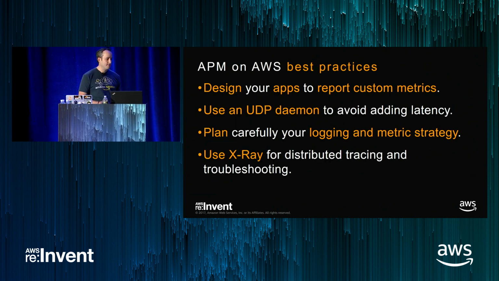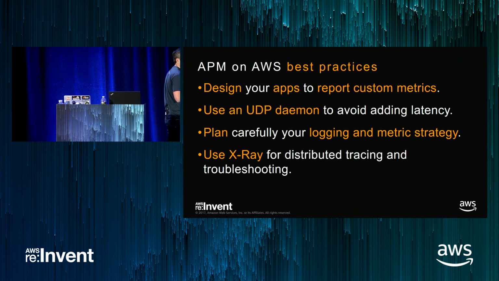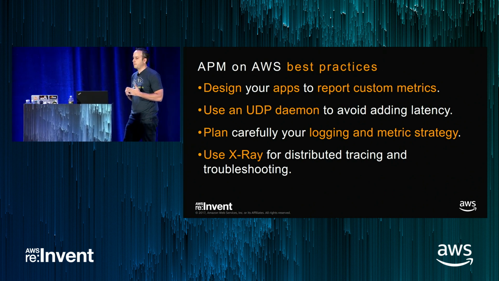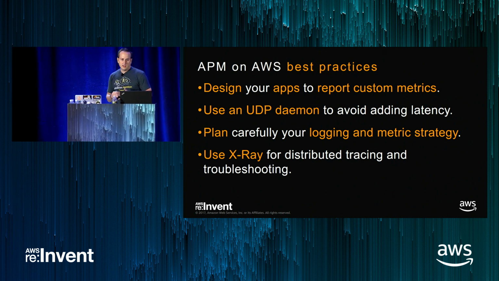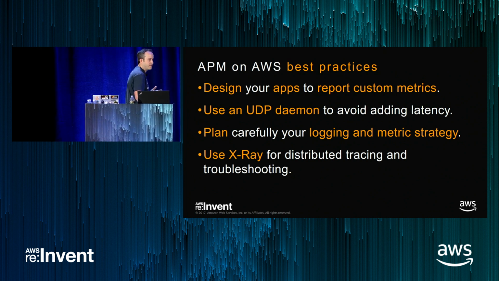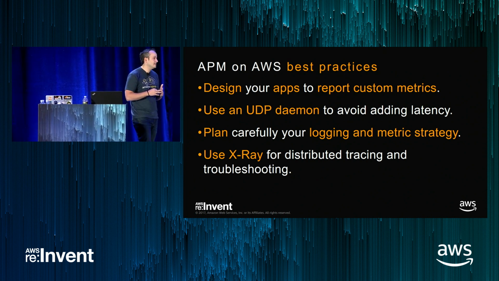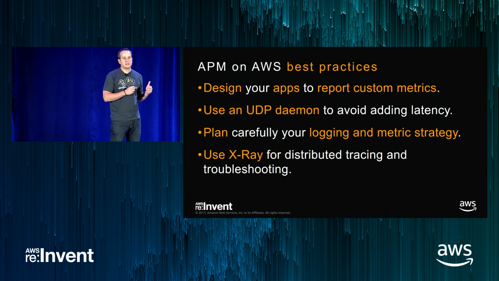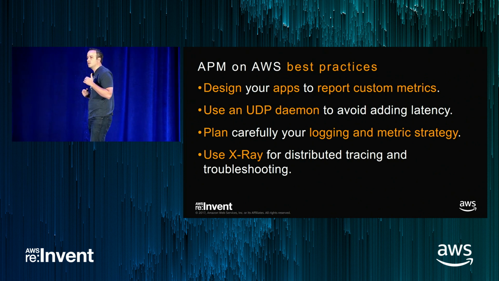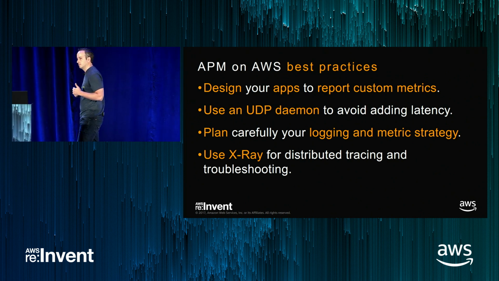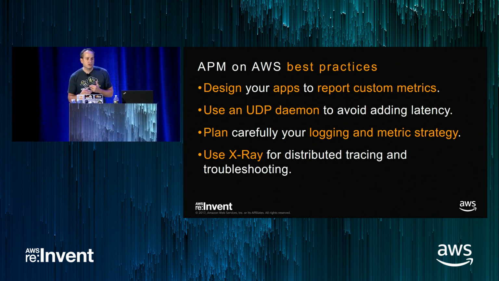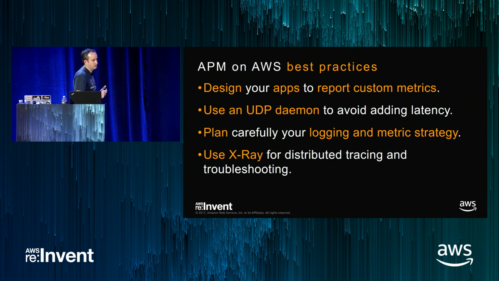And some best practices on AWS. Again, it's really important to have custom metrics, centralized logs, tracing information, and service map with X-Ray helps a lot as well. But best practices for implementing APM on AWS: design your applications to report custom metrics. And when you do that, choose meaningful metrics that will bring value to you.